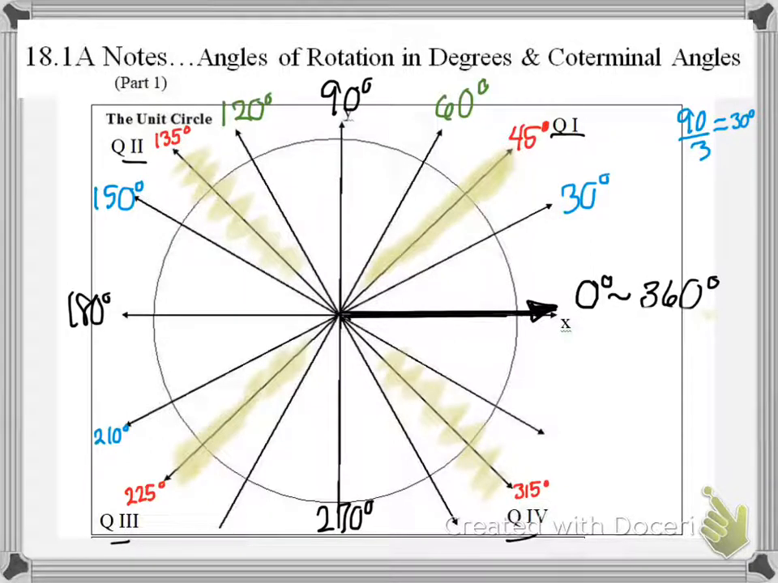I think I want that one to be green. 210 degrees plus 30 degrees again takes me to 240 degrees. Plus 30 degrees again takes me to the 270 I already know. Plus 30 degrees again takes me to 300 degrees. Plus 30 degrees again takes me to 330 degrees. Plus 30 degrees again takes me to the 360 degrees I already know.